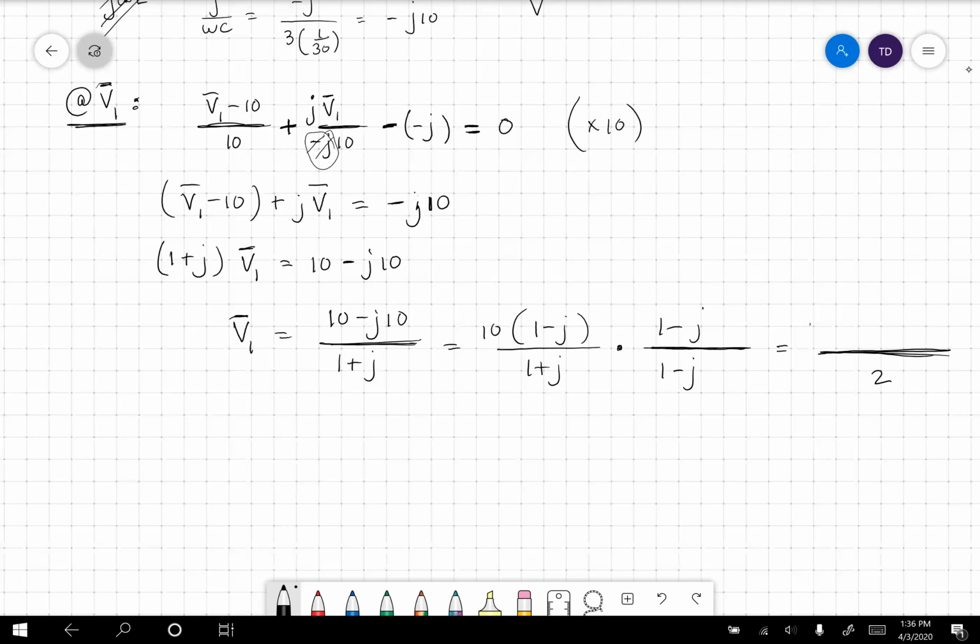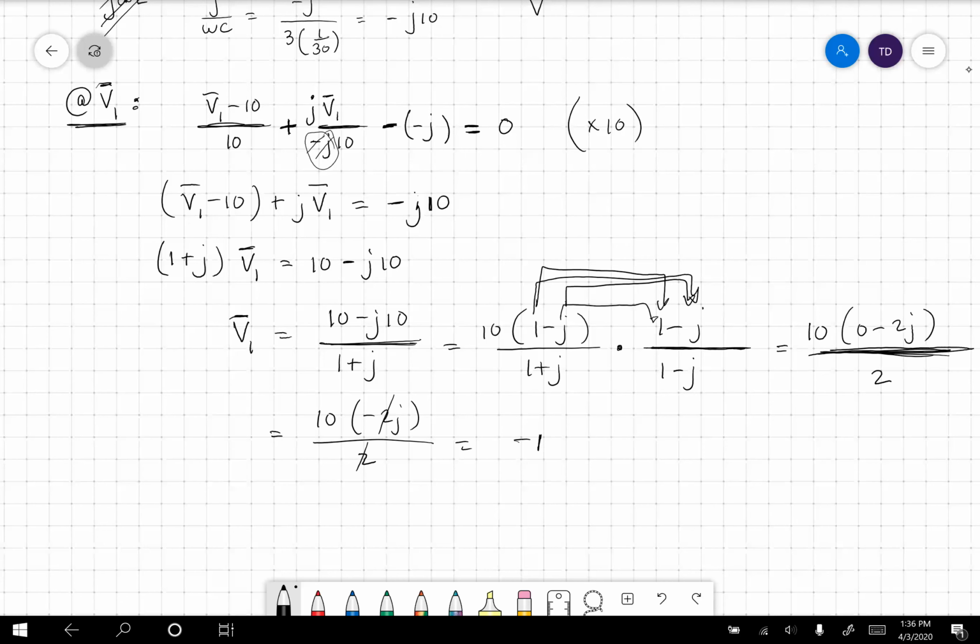In the numerator, I still have this 10. Now I have the following terms. Ready? 1 times 1, that's 1. Minus J times minus J is minus 1. So that's 0. And then the J term. This J times that, minus J. This times that, minus 2J. So all of this equals 10 times minus 2J divided by 2. Let's cancel that 2 with that 2. That's equal to minus 10J.